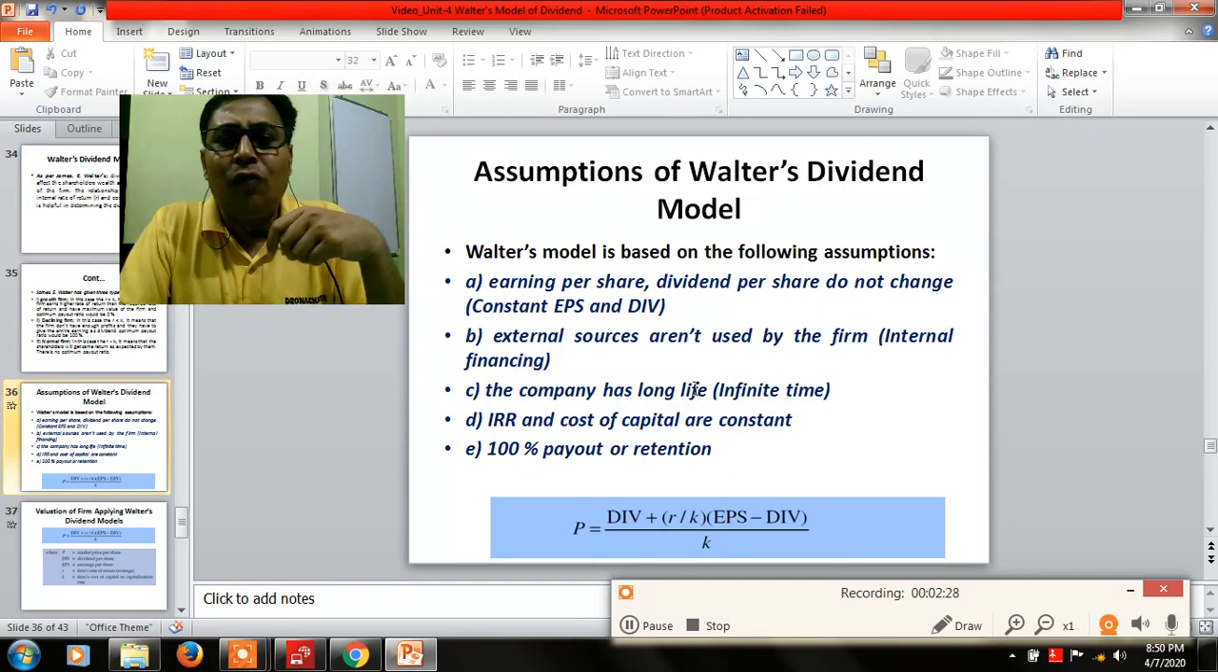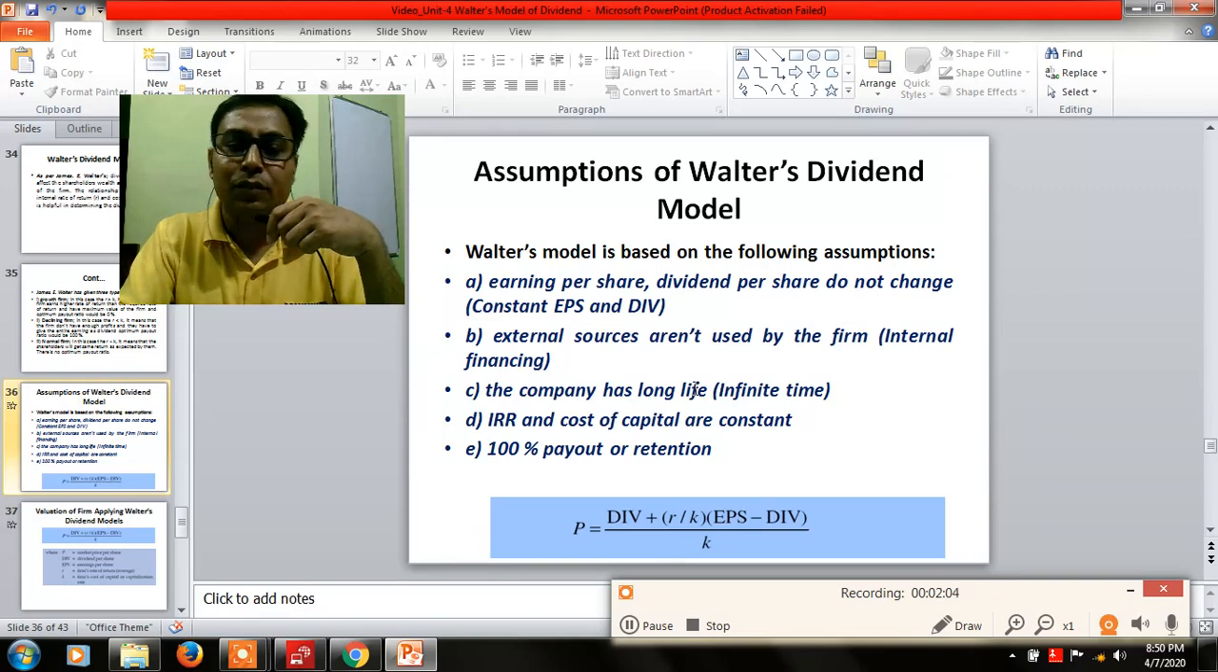Walter's model also has some assumptions. As per Walter's model, the earning per share and the dividend always remain constant. Second, external resources are not used and the whole firm is run by equity. The company has a long life and will go a long way. Internal rate of return and cost of capital are constant, and either 100% payout is done, or 100% of the profit is retained.